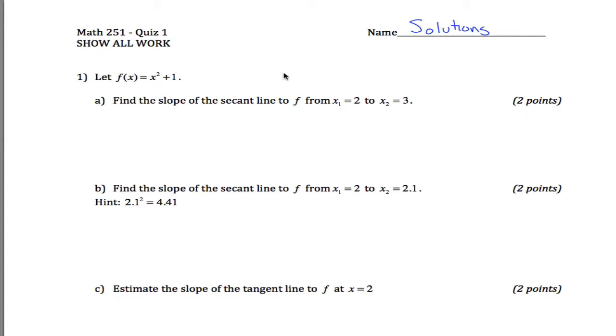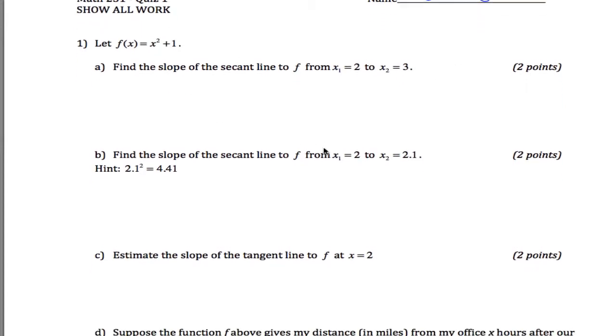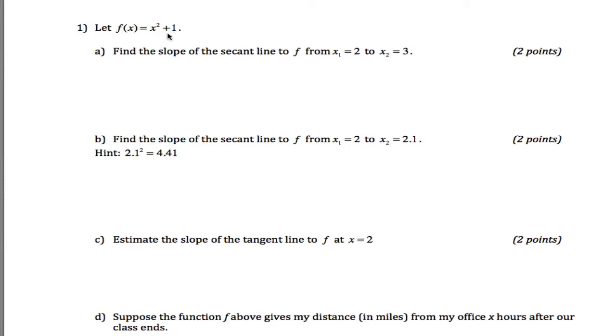All right, here are solutions to quiz 1 for Math 251. We're given this function, f of x equals x squared plus 1. First we're asked to find the slope of the secant line to this function from 2 to 3, two different x values here. To figure out the slope of the secant line, we want to do the change in the y values divided by the change in the x values.